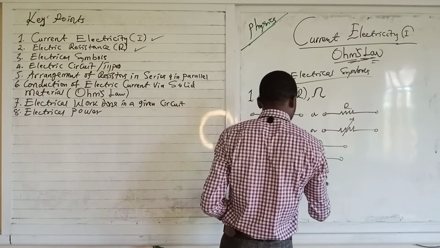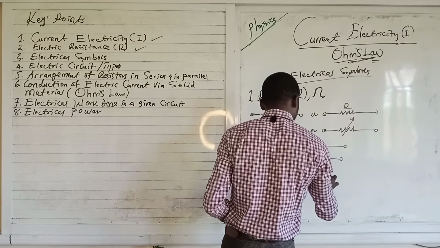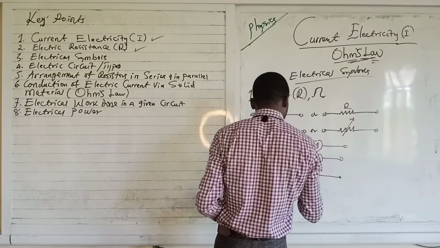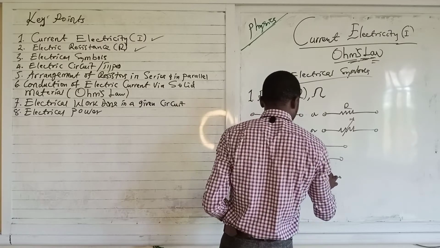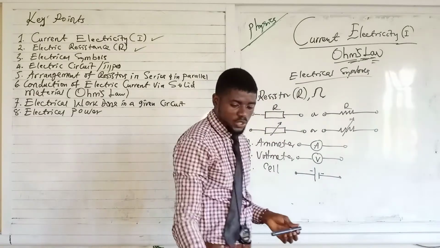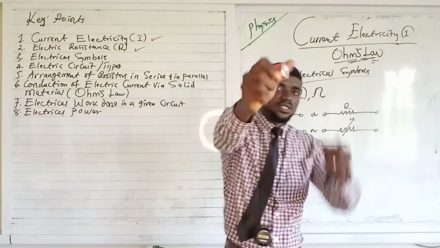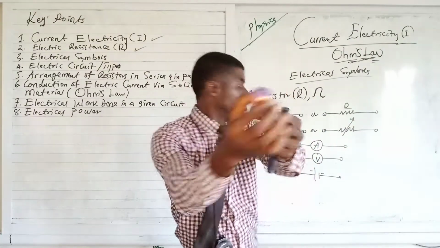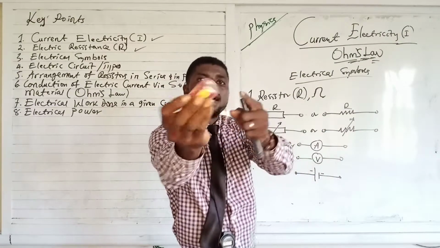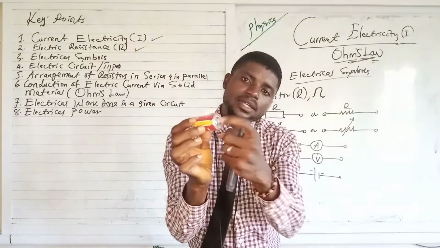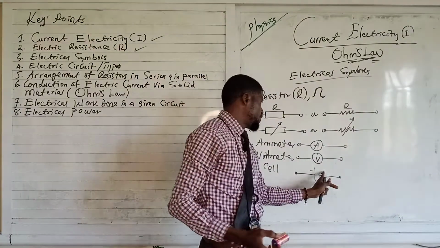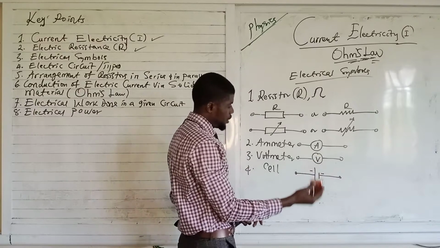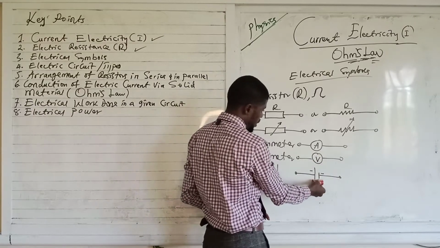The next one I want to look at, that is number 4, is the cell. The electrical cell looks like this, with terminals at both ends, the plus and negative side. This is what we mean by a cell in physics. This side is the positive side, and this side is the negative side. So here on the board, this is how a cell looks.